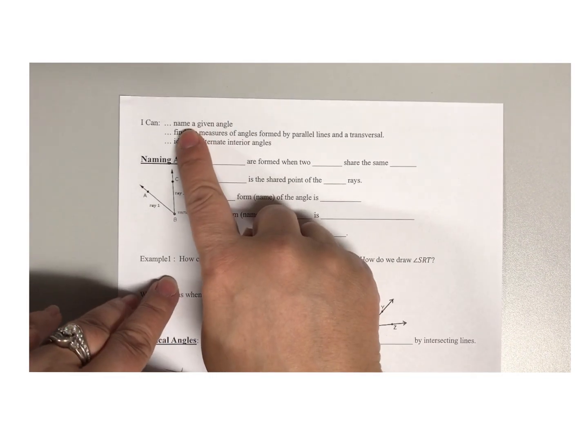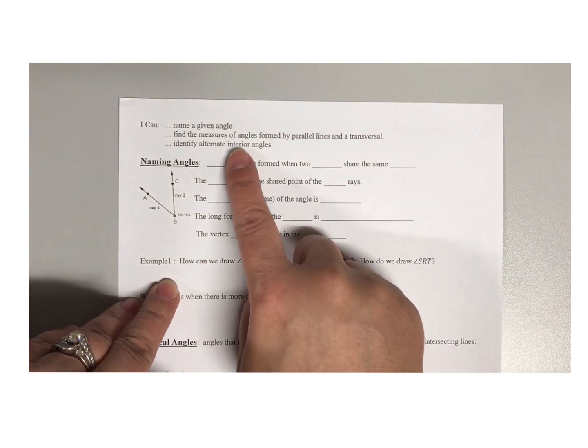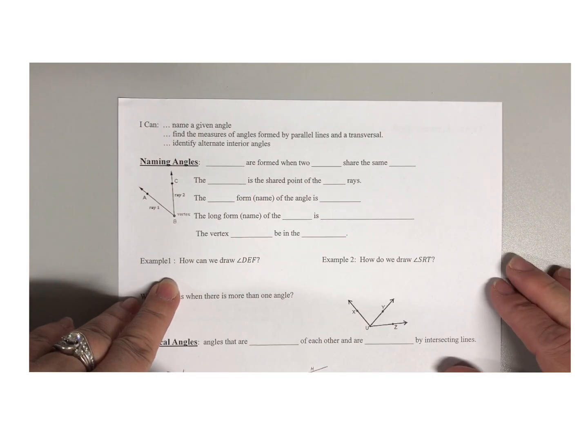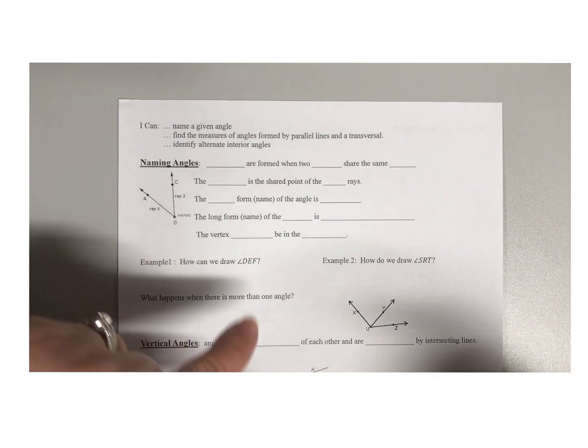So our I can statements are: number 1, I can name a given angle. Number 2, I can find the measure of an angle formed by parallel lines and a transversal. And number 3, I can identify alternate interior angles. So this is our goal for today, the things that we want to do. So let's start with naming angles.